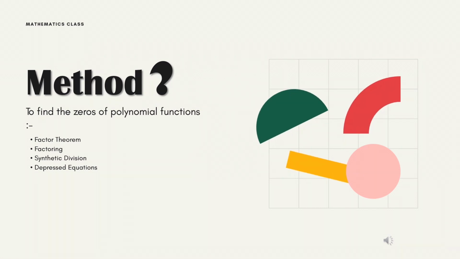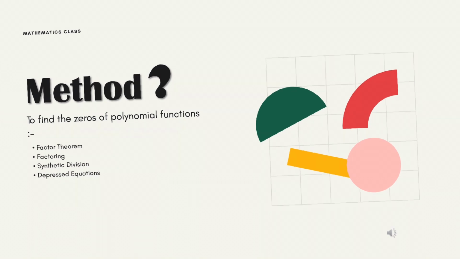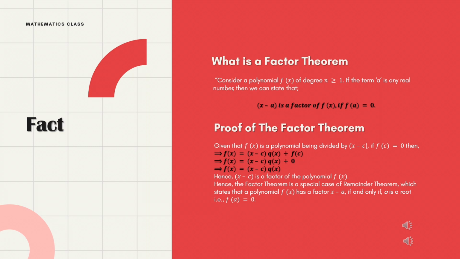These are the methods that we use to find the zeros of a polynomial function. First, factor theorem. Secondly, factoring. Thirdly, synthetic division. And lastly, depressed equation. What is the factor theorem?